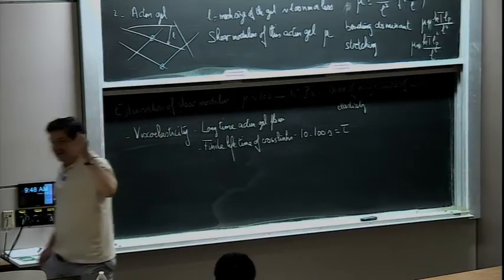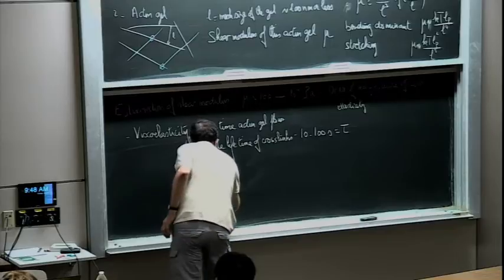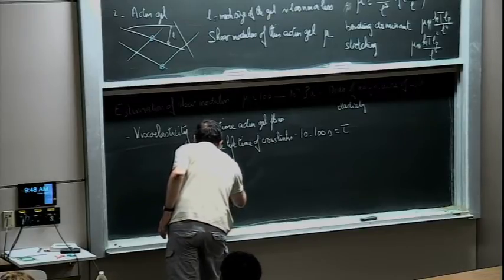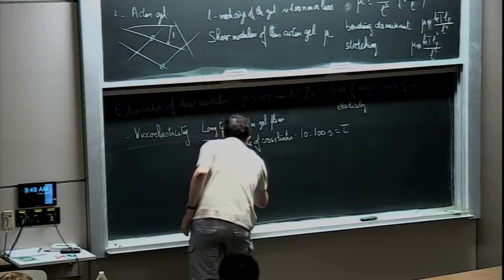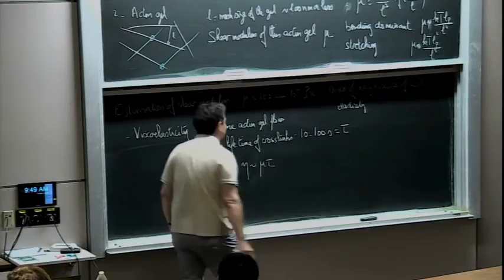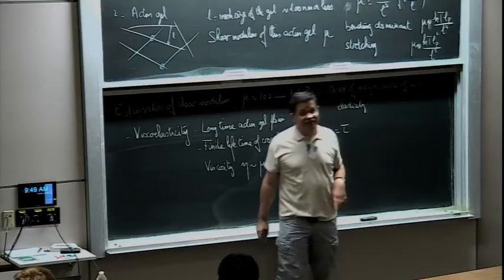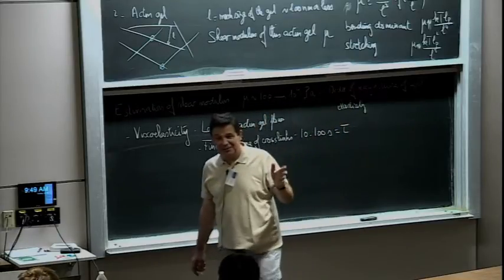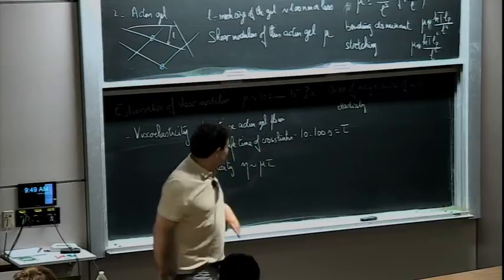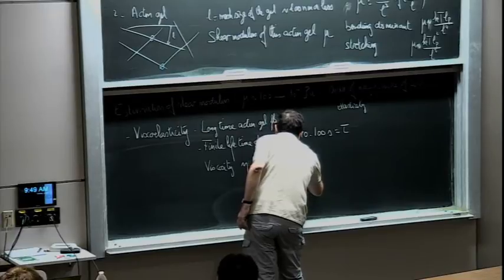Now, if I know the elastic modulus and the relaxation time, I can calculate the viscosity, and just by dimensional analysis, the viscosity eta is mu tau. I told you tau is 10 to 100 seconds. The modulus is between 100 and 10 to the 4. Typically, this is of order 10 to the 5 Pascal seconds.